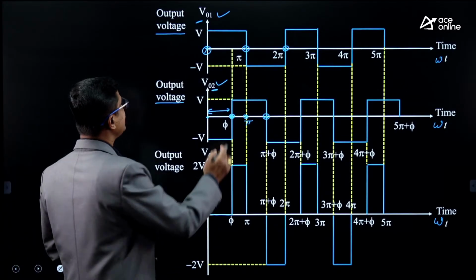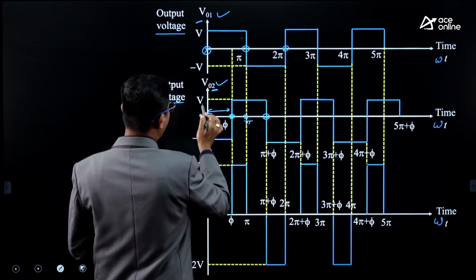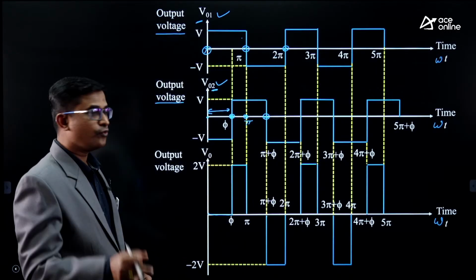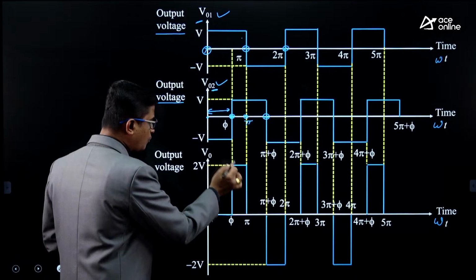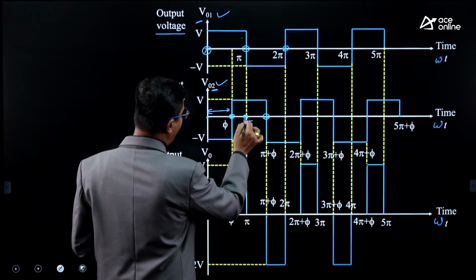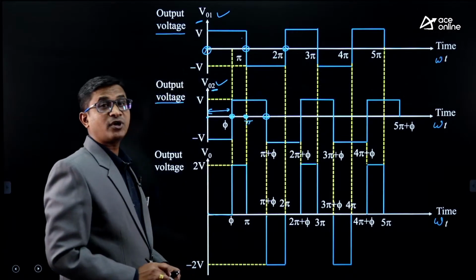What is the load voltage? V01 is V, V02 is also V, na? So it is V plus V, meaning 2V. We will be getting V0 equal to 2V. Alright, this will continue till which instant? Till pi. After pi, what will happen?